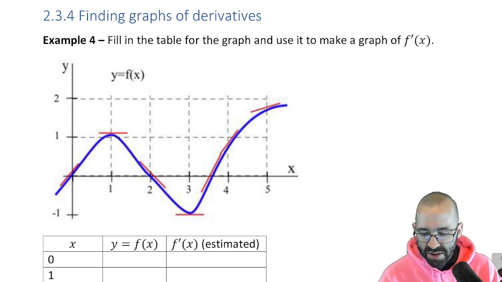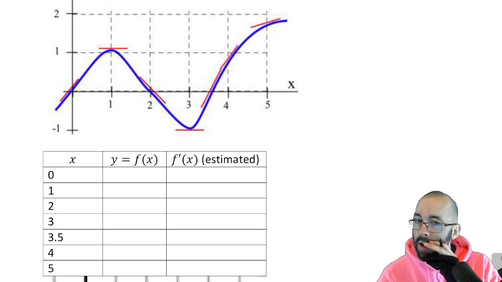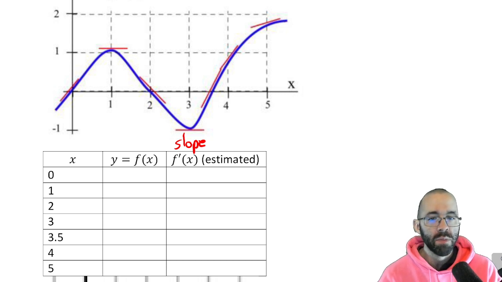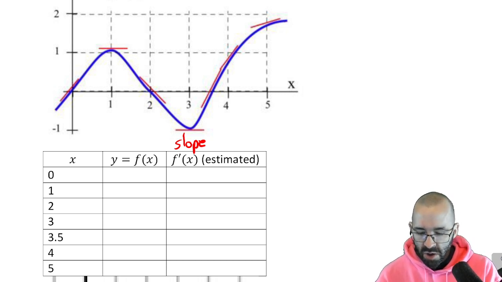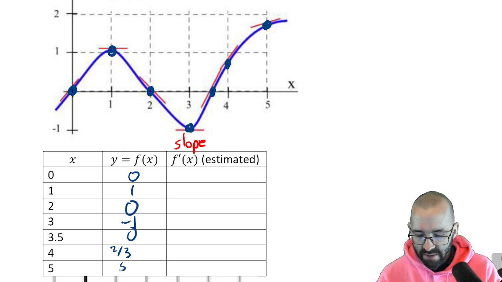So the table says for all these x values, give me the function value, the y value, and estimate its slope. Remember, this is just slope, f prime. So when x is 0, the y value is 0. When x is 1, the y value is 1. Y value is 0 again. Y value is -1. Y value is 0. Y value is, I don't know, 2/3. And then the y value is 5.